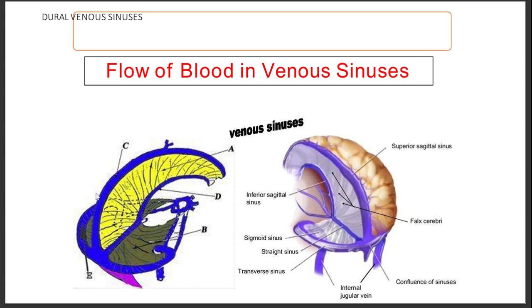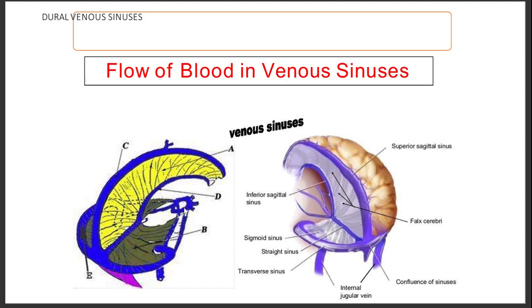The one labeled as C is the superior sagittal sinus. D is the inferior sagittal sinus, continuing with the straight sinus. And then E is the lateral sinus, that's the left lateral. A here is the falx cerebri, and then B here is the tentorium cerebelli. Okay, that's the one that you can see again.